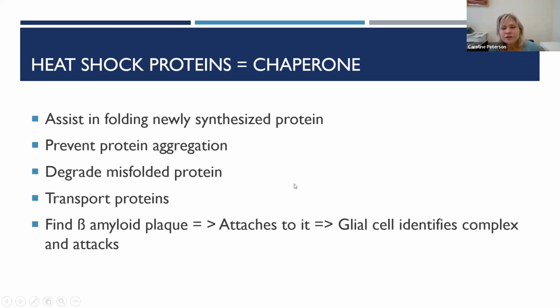These are awesome heat shock proteins. They help fold new proteins. They help prevent the proteins from sticking together. They are good at breaking down misfolded proteins. They transport the proteins, and what's really special about them is that they're really good at finding the beta amyloid plaque. When they find the beta amyloid plaque, they're like 911. They attach to it, and then the glial cells are able to see it. They're able to identify it and then attack it themselves.